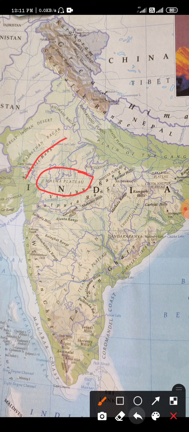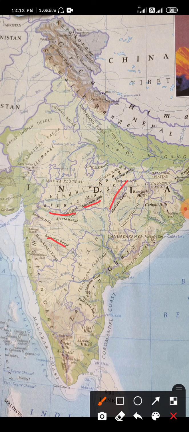Next we have the Baghelkhand Plateau. This Plateau divides the 2 river basins, the first one is the Son and the second one is the Mahanadi. Satpura range consists of Rajpipla Hills, Mahadev Hills as well as Maikal Range. So all 3 constitute the Satpura range.